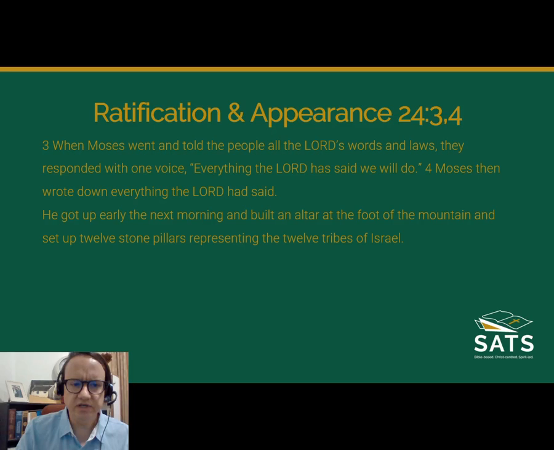So first, let's read here. When Moses went and told the people all the Lord's words and laws. Now this is the book of the law. They responded with one voice, "Everything the Lord has said, we will do." Moses then wrote down everything the Lord had said. He got up early the next morning and built an altar at the foot of the mountain, and set up 12 stone pillars representing the 12 tribes of Israel.